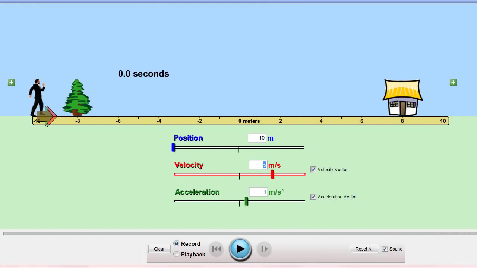So now let's take a look at a different combination. We're going to keep the positive velocity involved, so he's still going to move to the right. But what if we change this acceleration to be negative? If the acceleration is negative, what should happen to the green arrow? That's right, it will point to the left. So our acceleration points to the left. Our velocity points to the right. Now let's see what happens in this combination.